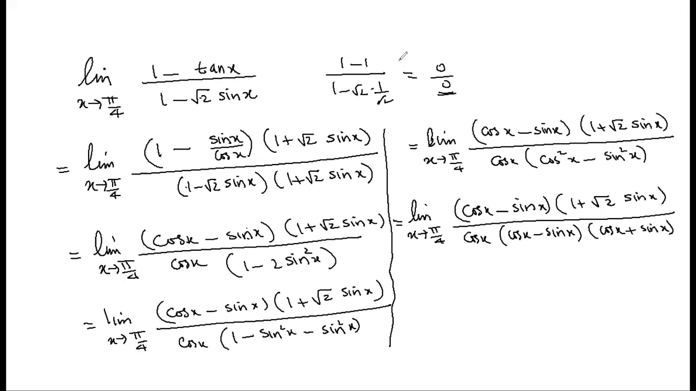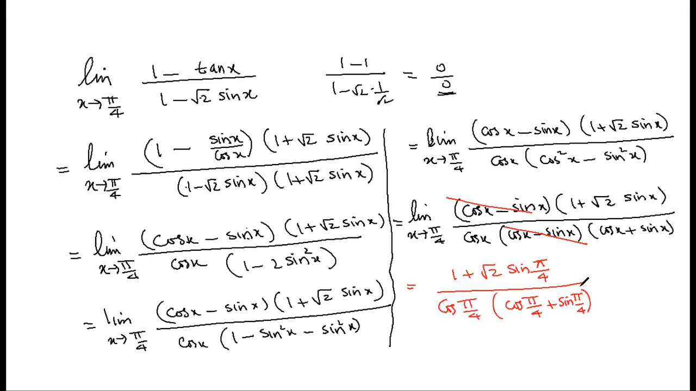Now what to do? Cos x minus sin x cancelled. And substitute. Now substitute 1 plus root 2. If you want, you can write 1 by root 2 directly, or you may write sin pi by 4 and then do it. Did you notice that when we replace x by pi by 4, we don't write limit? Now you can calculate. 2 is the answer.